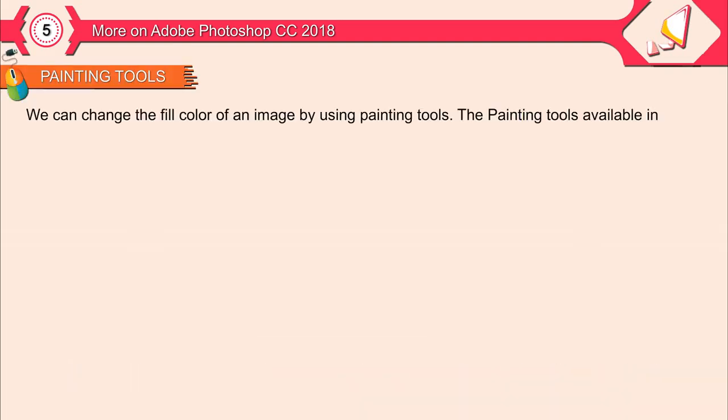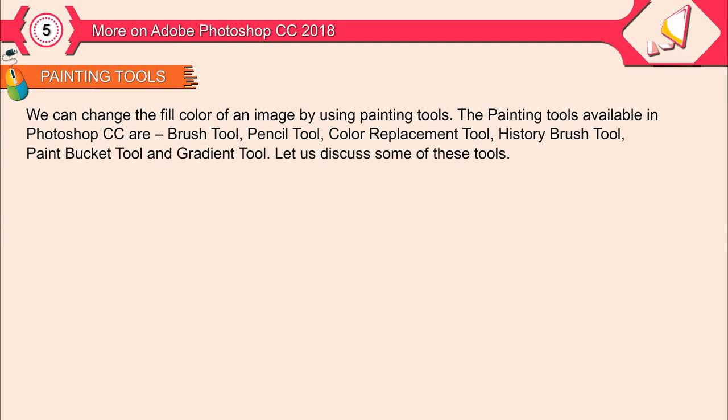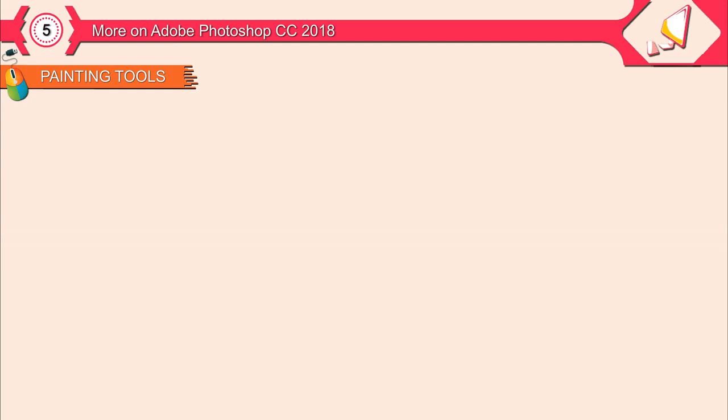Painting tools. We can change the fill color of an image by using painting tools. The painting tools available in Photoshop CC are Brush tool, Pencil tool, Color Replacement tool, History brush tool, Paint bucket tool, and Gradient tool. Let us discuss some of these tools. Brush tool and Pencil tool.